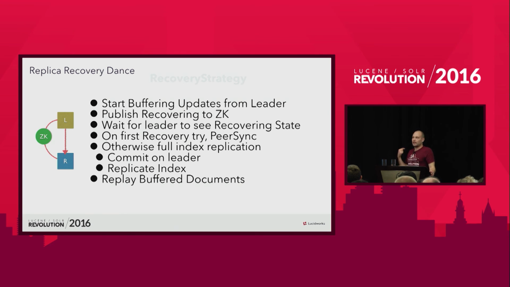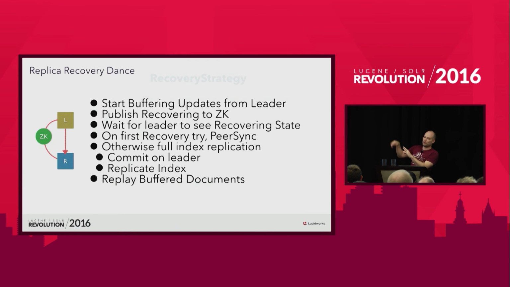It first will send a commit to the leader, because a commit on the leader is what will actually make sure all the segments are written out on the leader, and when you do that replication, you're going to get the index up to that commit point. So we started buffering documents first so that there's some overlap. There's going to be some documents that are buffered that were also in that commit point, and that ensures that you don't lose anything. Once we actually replicate the whole index, we replay those buffered documents on top.